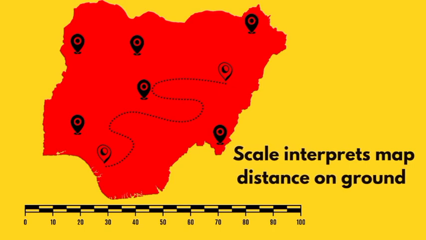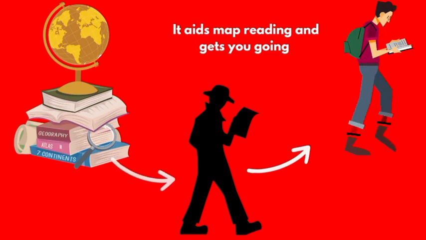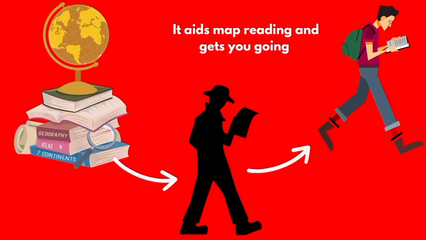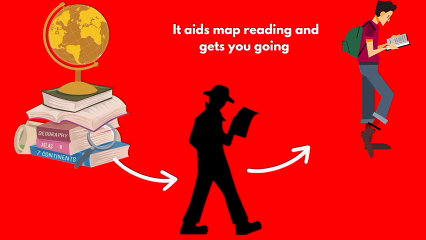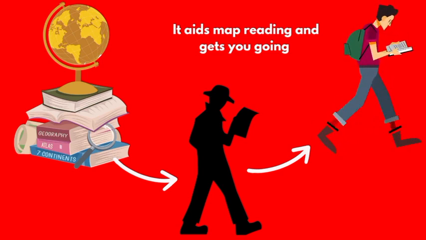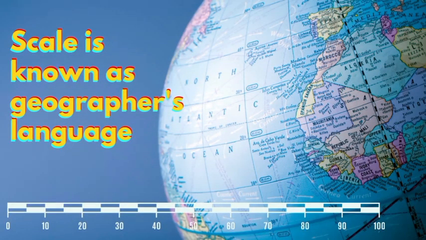Most times when we get a map, it becomes meaningless to us. Why? Because we don't have an idea of what the scale is talking about. The scale talks about the distance that the map is pointing to on the ground. When you know what the scale is, it aids you in reading a map, and when the map is well understood, it gets you going. Without knowing what a scale is, the map is meaningless to us. And scale is very vital and important.